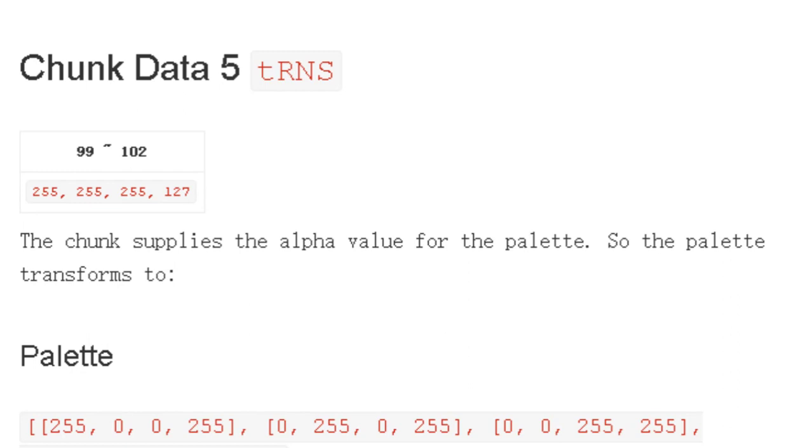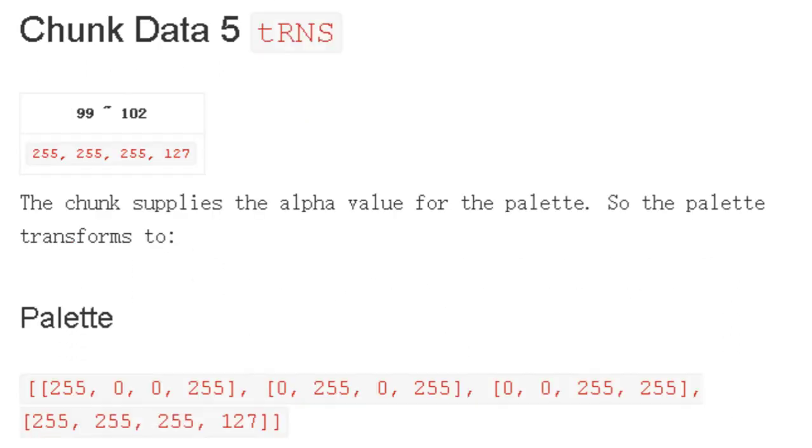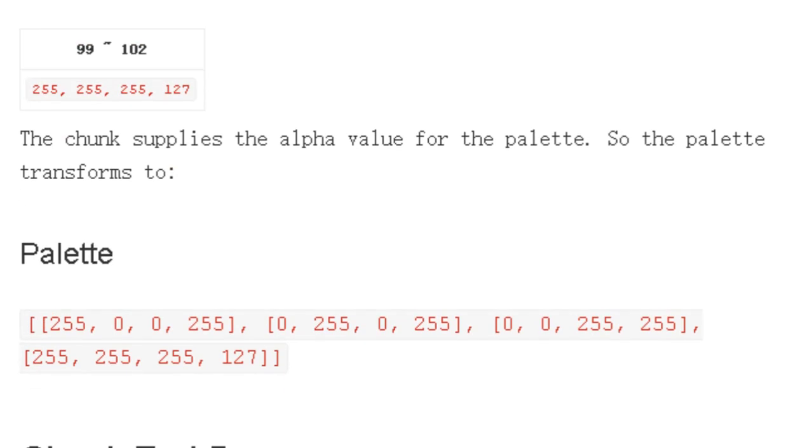The chunk supplies the alpha value for the palette, so the palette transforms to... Okay, so I see the transparency information is separate, and so we have to edit those subarrays and inject the alpha value into each one of those subarrays. And so now we've edited the palette from earlier and tacked on those subarray values. So we've tacked this on, which comes from here, and then we've tacked this on, which comes from here, and we've tacked this on, which comes from here, and we've tacked this on, which comes from here.